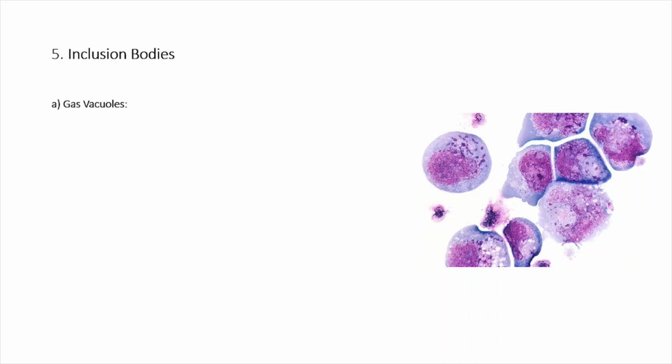Now, what are the inclusion bodies? They're basically entities within the cell which contain some substances. The first thing that we have are the gas vacuoles. As you can figure out from the name, these are basically gas storing vacuoles. Where are they found? In cyanobacteria, purple bacteria, or green bacteria.